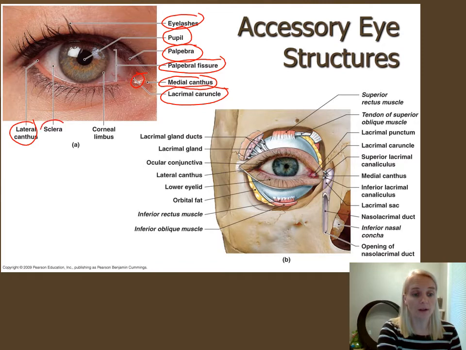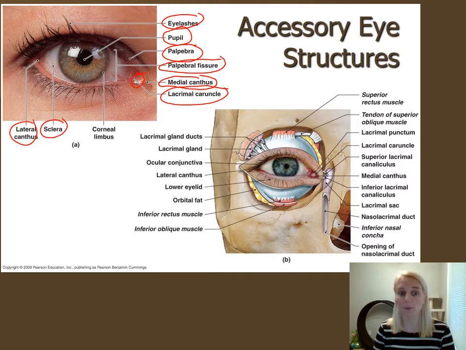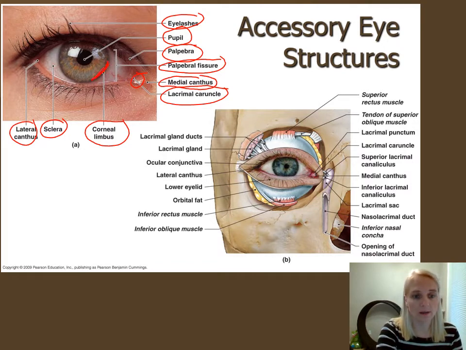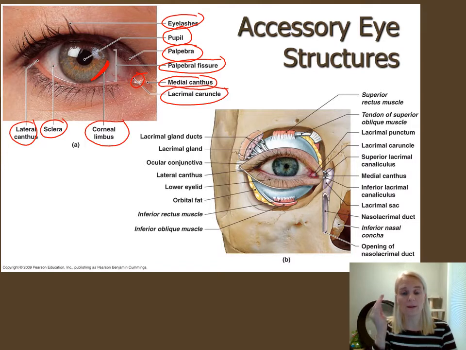The sclera is actually part of the eyeball. We'll be looking at that structure on the next slide when we actually look at eyeball anatomy. And then we have this thing here called the corneal limbus. The limbus is just that boundary between the sclera and the cornea. The cornea sticks out a little bit, so we'll see it on a lateral view on the next slide.